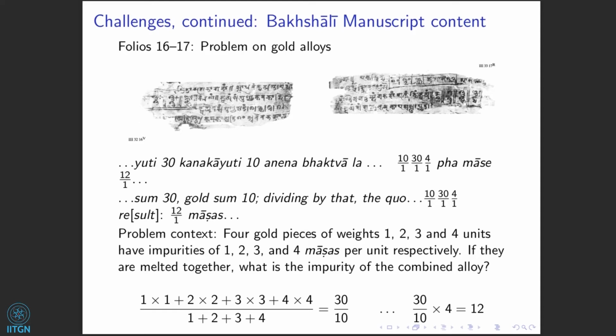So if they are all melted together, what's the impurity of the combined alloy? And this computation, I promised you no more mathematical procedures here, but you can probably easily see that this is where the 30 and the 10 come from. And you get a result for the total amount of the combined alloy.